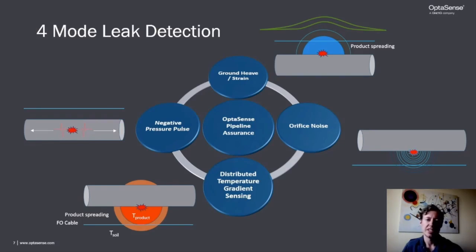At the instant a pipeline loses integrity, a rapid pressure drop occurs. This generates a negative pressure pulse in the system and manifests as a signal propagating along the pipeline at the speed of sound in the fluid.